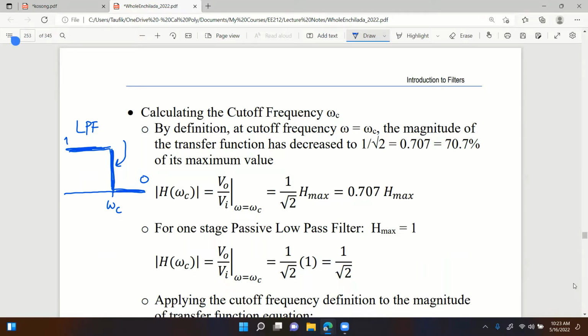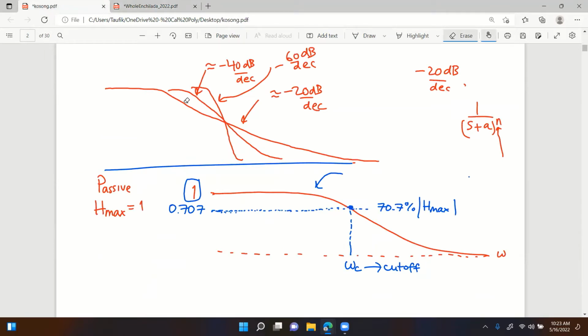You'll be seeing a slope, right? So you'll be seeing something like this. You have a gain of 1 here, but then instead of a sharp drop, you have a slope right here. So the filter will follow a gradual slope.